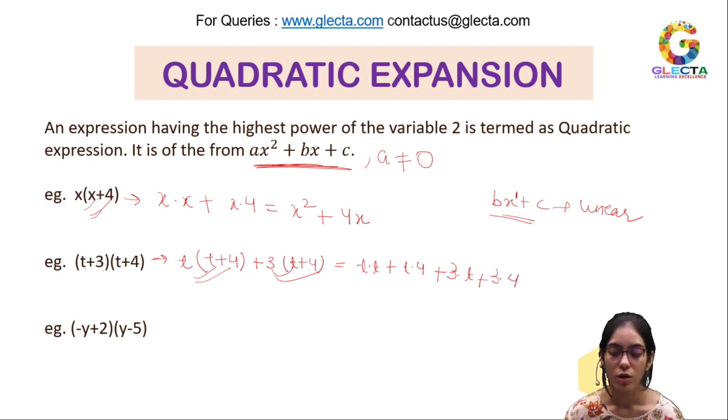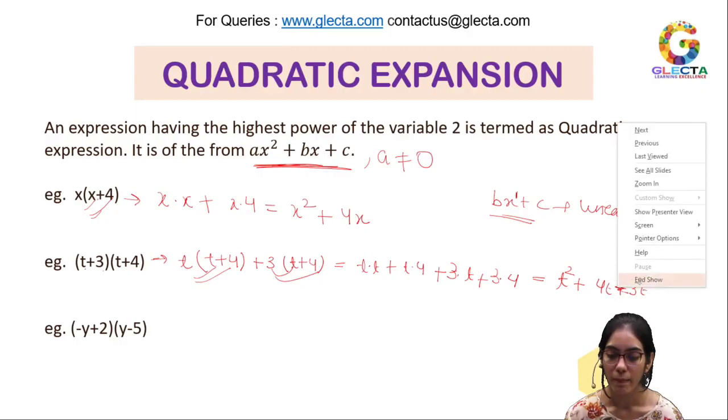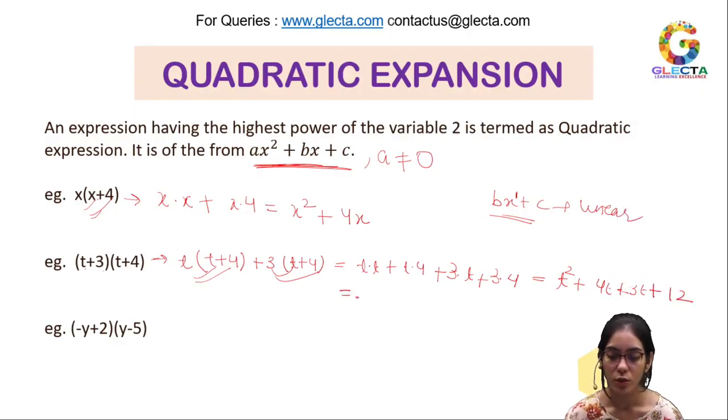So this will result in, what is t into t? This is t square plus 4t plus 3t plus 12. So this is equal to t square plus, since 4t and 3t are like terms, you can add them. 4t plus 3t will be 7t plus 12.